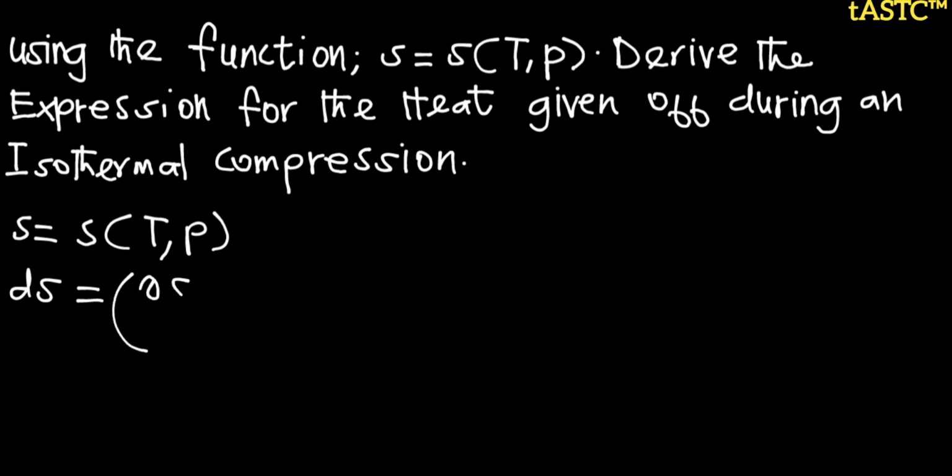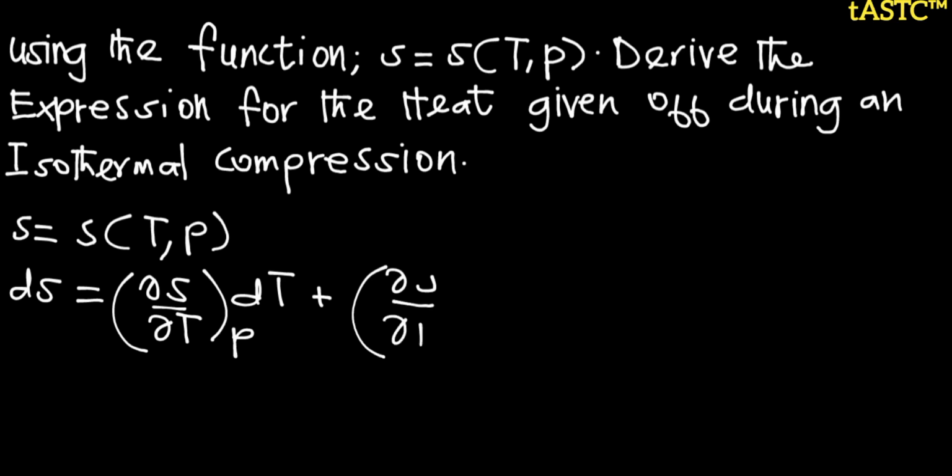This is going to be partial S, partial T, at constant P. And this should be multiplied with the natural derivative of the temperature. So this is going to be added to the partial derivative of the entropy with respect to P. And in this case, we're going to keep the T, which is the temperature, constant. That should be multiplied with the natural derivative of P. So let us call this equation 1.